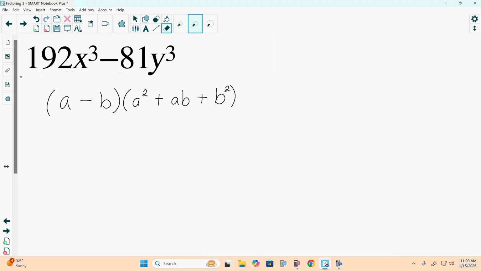So what I'd want to do is go back and look at those two numbers specifically and see, is there a common factor? Is there a number that goes into both, 192 and 81? 3. So if I factor that 3 out, if we factor 3 out of 192, we divide it by 3, we should get 64. And we'll still have the x to the third. If we factor 3 out of 81, we divide 81 by 3, we get 27y to the third.